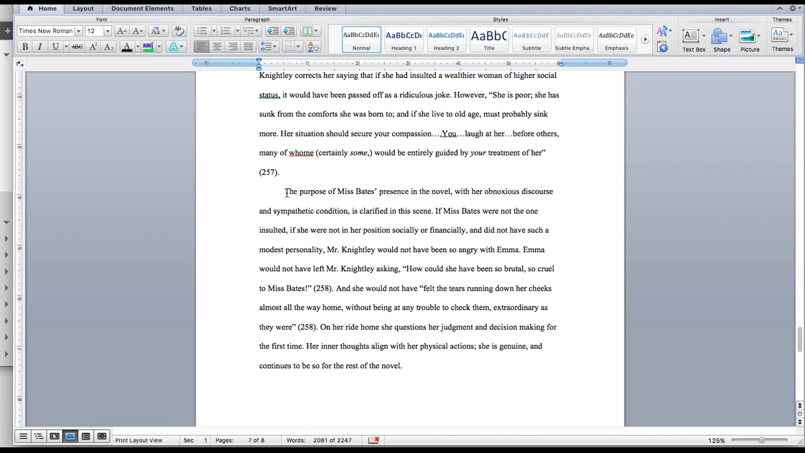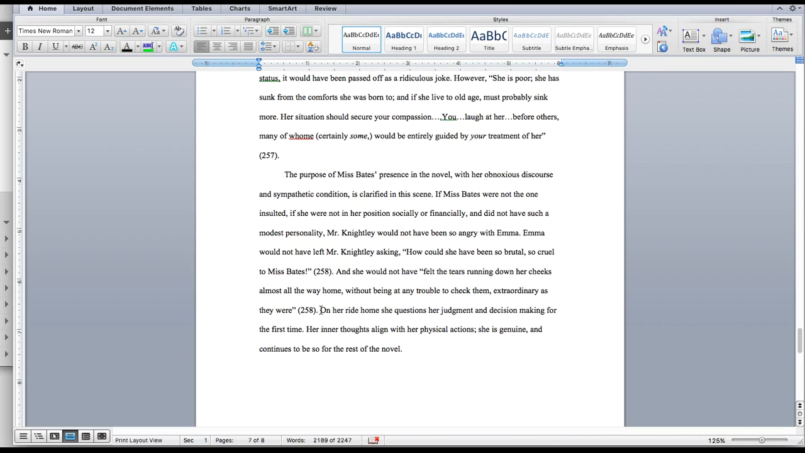So this is my argument. I'm summarizing all of my ideas and providing some examples that kind of clarify my argument. I expand on my argument. And then I end with, on her ride home, she questions her judgment and decision-making for the first time after Emma offended her. Her inner thoughts align with her physical actions. She is genuine and continues to be so for the rest of the novel. So my argument is that the character, because of this one interaction with another character, the main character changes. So my conclusion is a statement that reinforces my main argument.